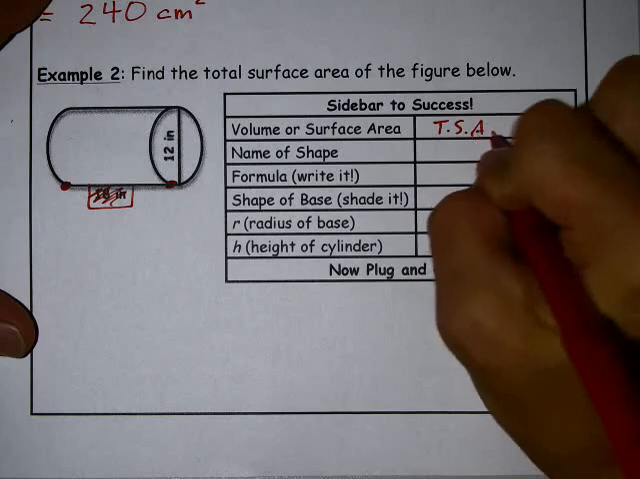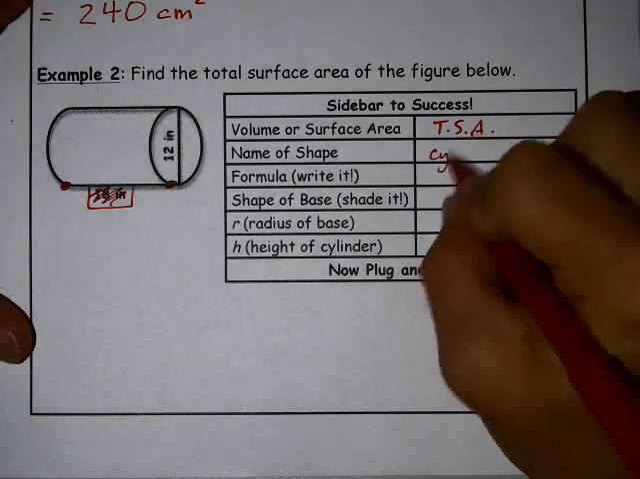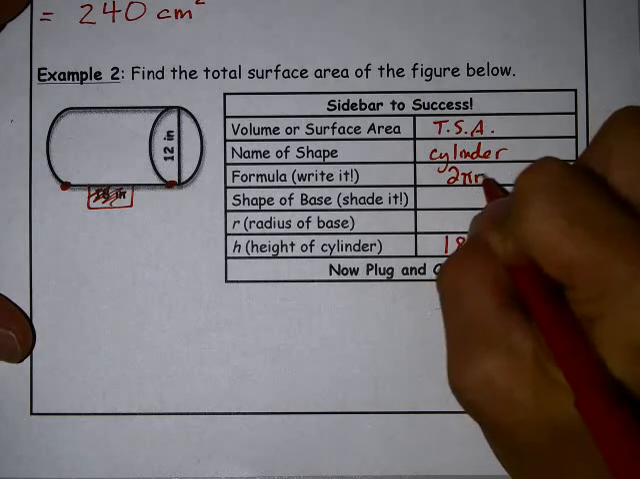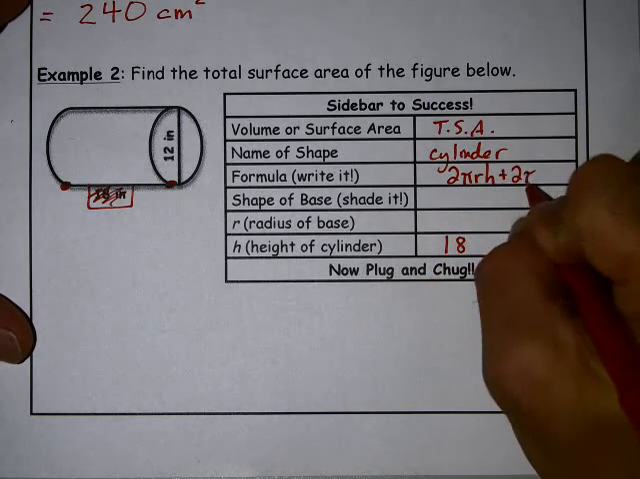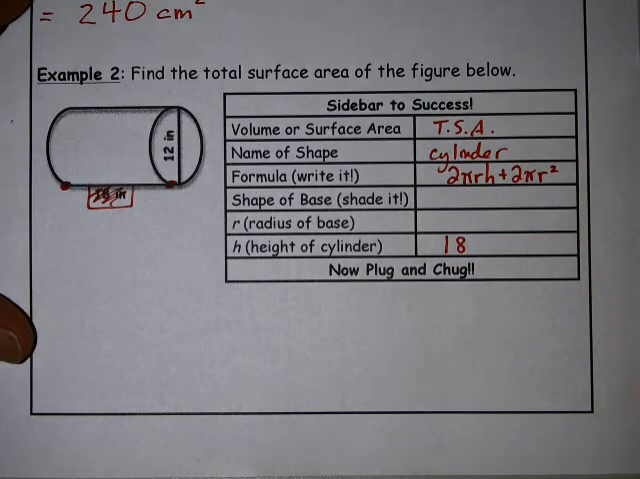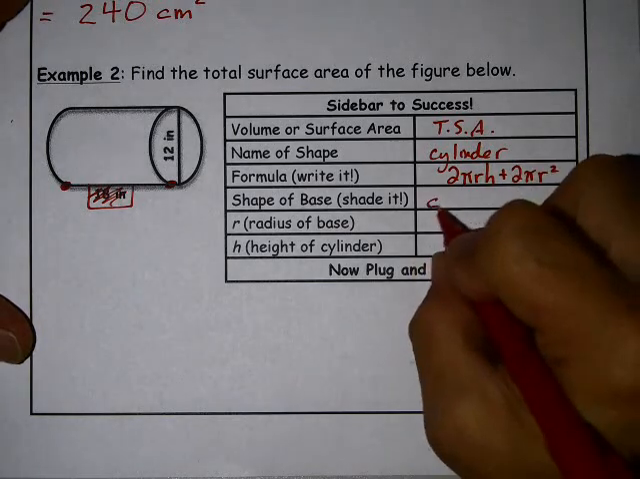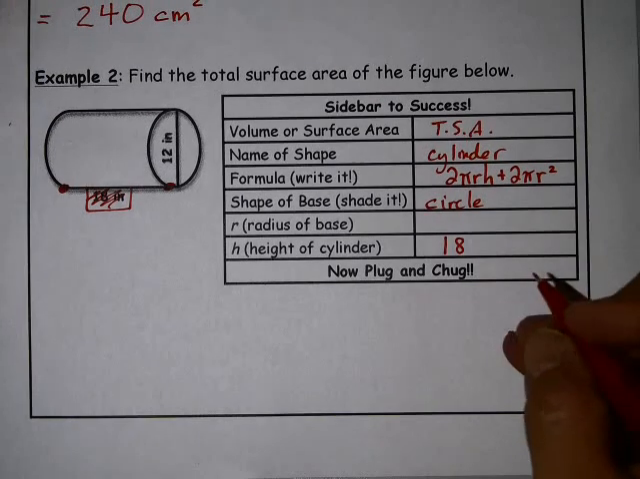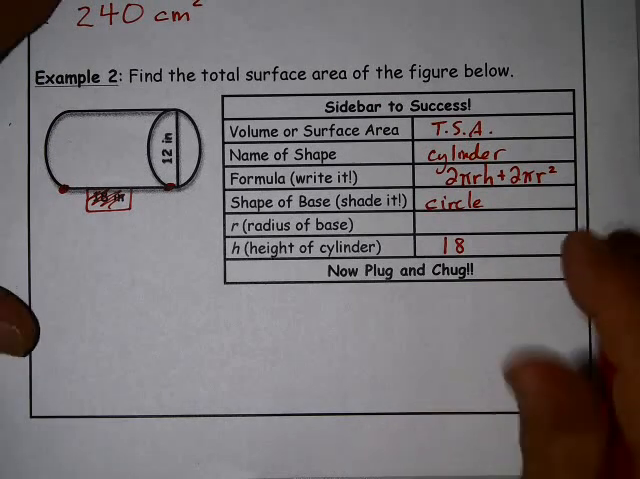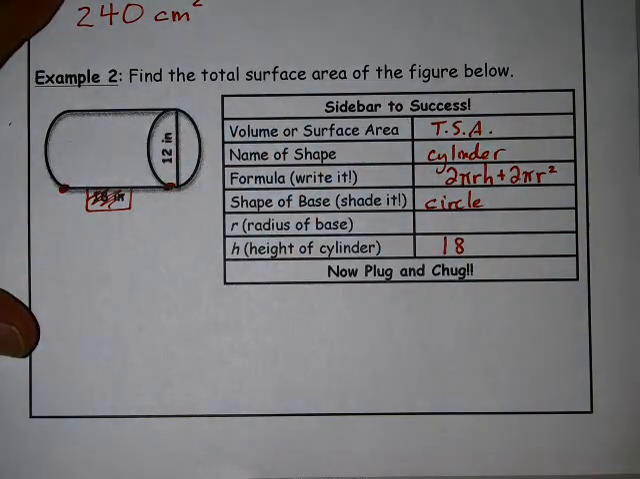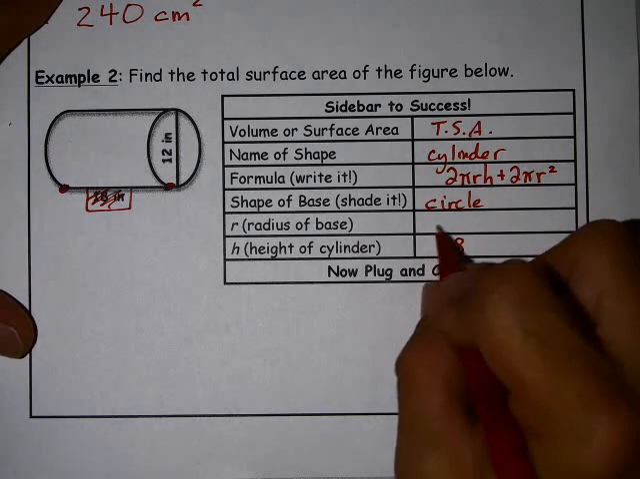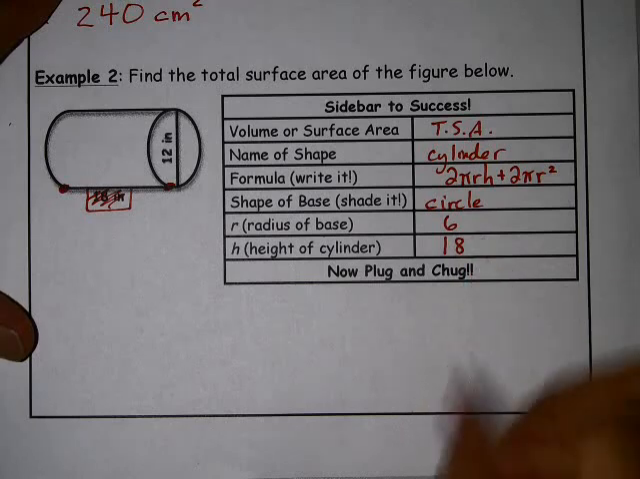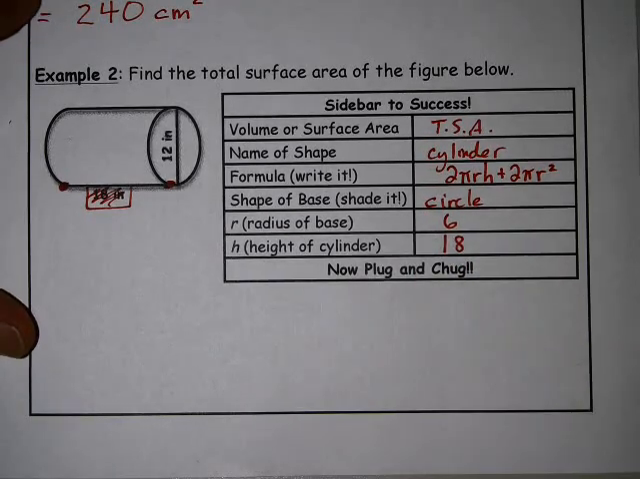Again, we're doing total surface area for this. The name of the shape is a cylinder. The formula, 2 pi radius height plus 2 pi radius squared. The shape of the base, as these all have been, is a circle. And the radius, and this is just another tricky part, if the line is all the way across, that means that's the diameter, and the formula asks for radius, so we got to find half of that. So the radius for this problem is 6.